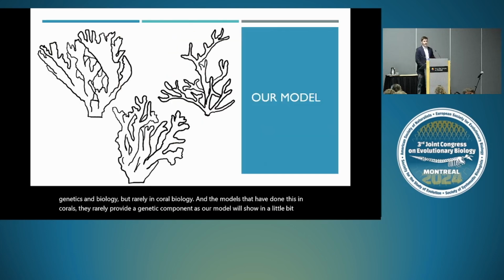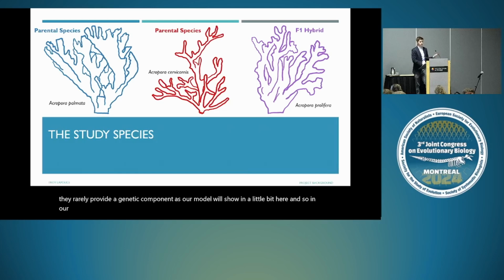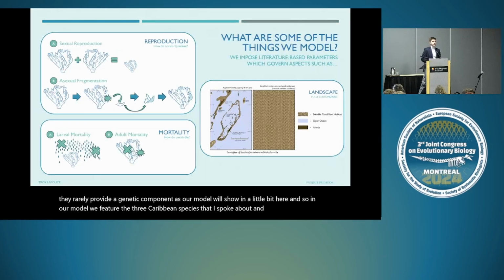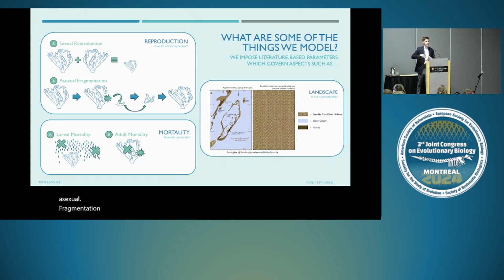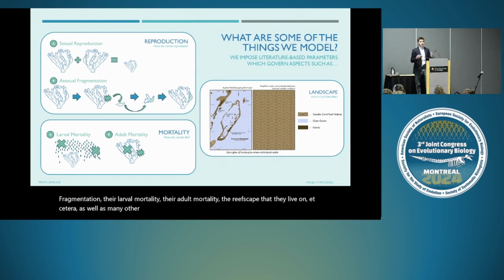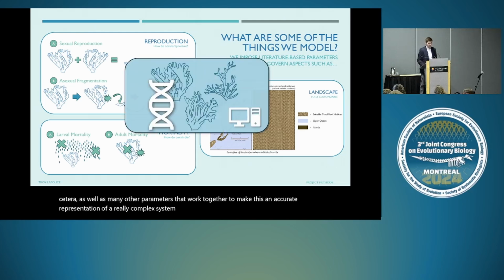In our model, we feature the 3 Caribbean species that I spoke about, and we impose literature-based parameters which govern various aspects such as sexual reproduction, asexual fragmentation, larval mortality, adult mortality, the reefscape that they live on, etc., as well as many other parameters that work together to make this an accurate representation of a really complex system. And most importantly, each coral in our model has an independent genome.